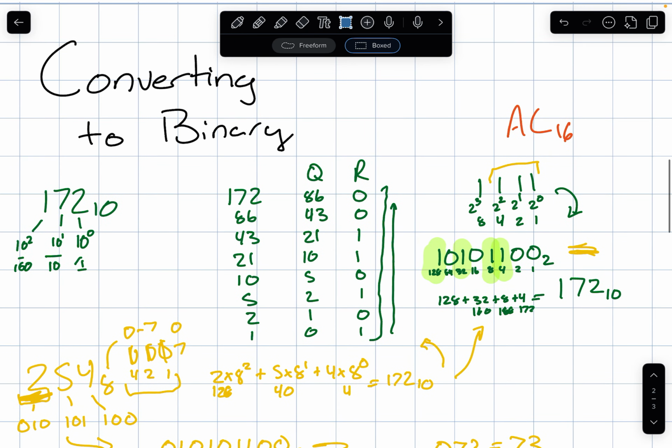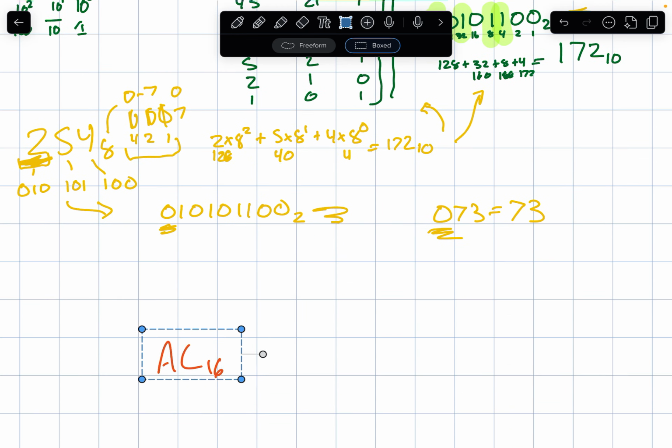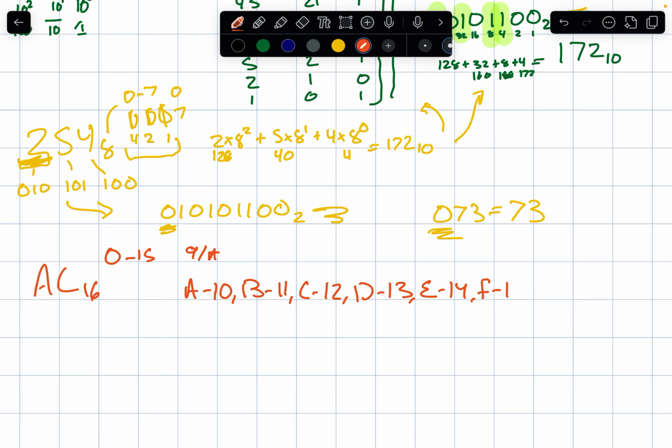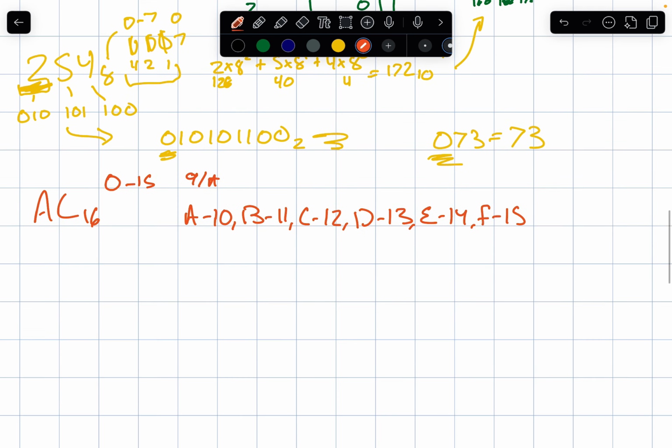All right. We'll quickly look at our hexadecimal or base 16. So where things get a little bit more confusing for some people. Base 16 means we have values 0 through 15. Now, once we hit 9, we decide to go to A. So our A value would be 10. And then from there, B is 11, C is 12, D is 13, E is 14, and finally F is 15. So looking at this, our A is going to be 10, and our C is going to be 12.